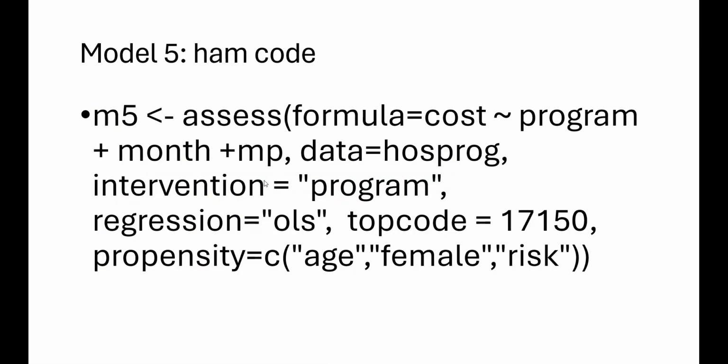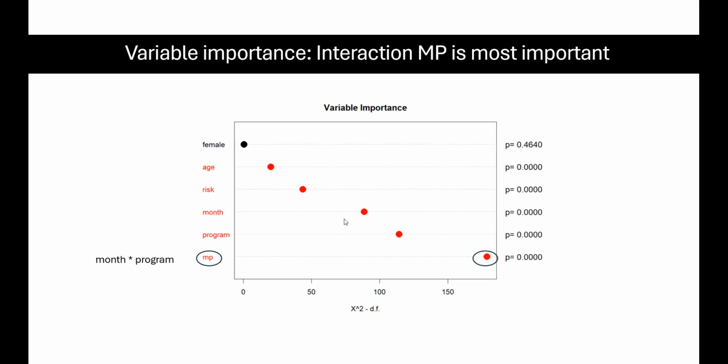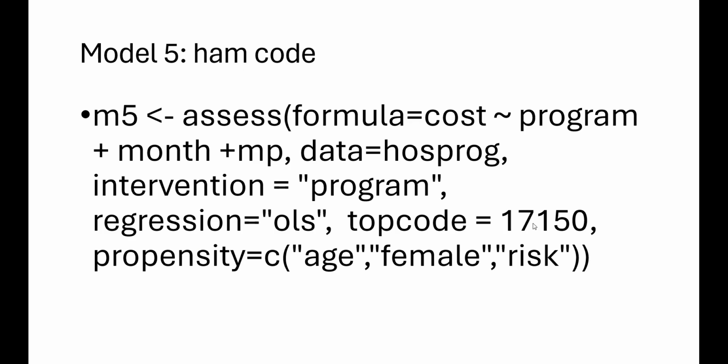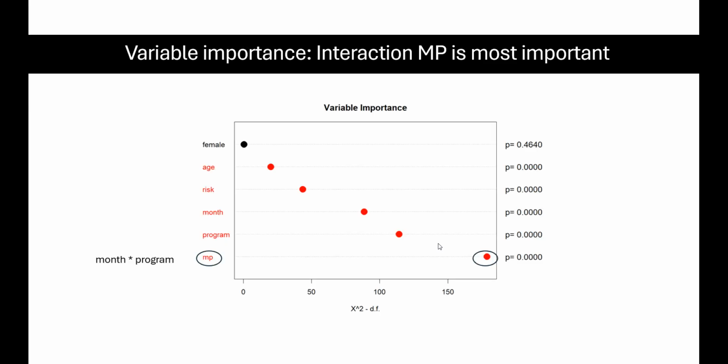And here's ham code. You can see on the bottom I top coded at 17,150. I add this argument, says propensity, and I use these three predictors: age, female, and risk. Here's variable importance. Again, if we have multiple stakeholders and they each have different ideas of how we should act to improve our program, we can highlight what's the best thing. And we see that MP, which is the interaction between our month and our program, is our most important predictor.